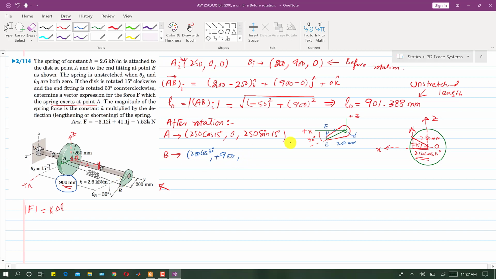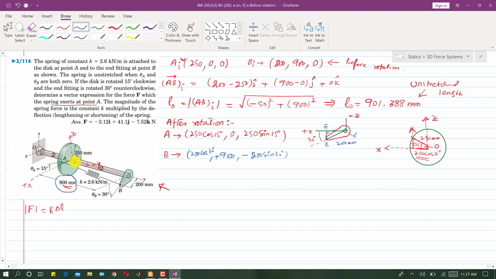Similarly, in the Z direction, if this is the positive Z, we need to travel this much distance in the negative Z direction, and that is the sine component. So I will write minus 200 sine of 30 degrees, right?